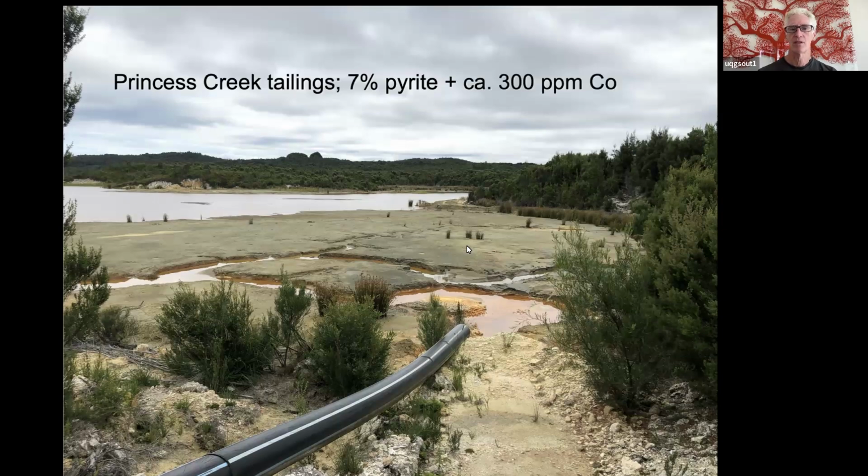The other thing about the Princess Creek tailings that was never targeted from a mining perspective was that it also contains cobalt within the pyrite. And so if we can use acid generating bacteria to break down pyrite and to extract cobalt, then we would have changed these organisms from being bad organisms to good organisms.